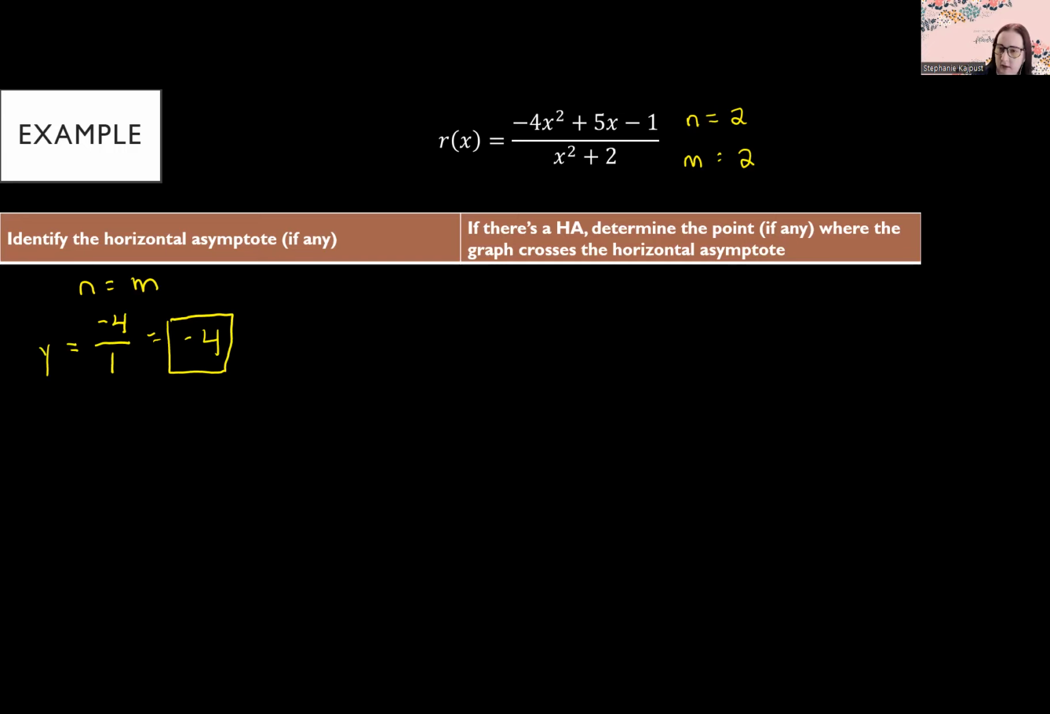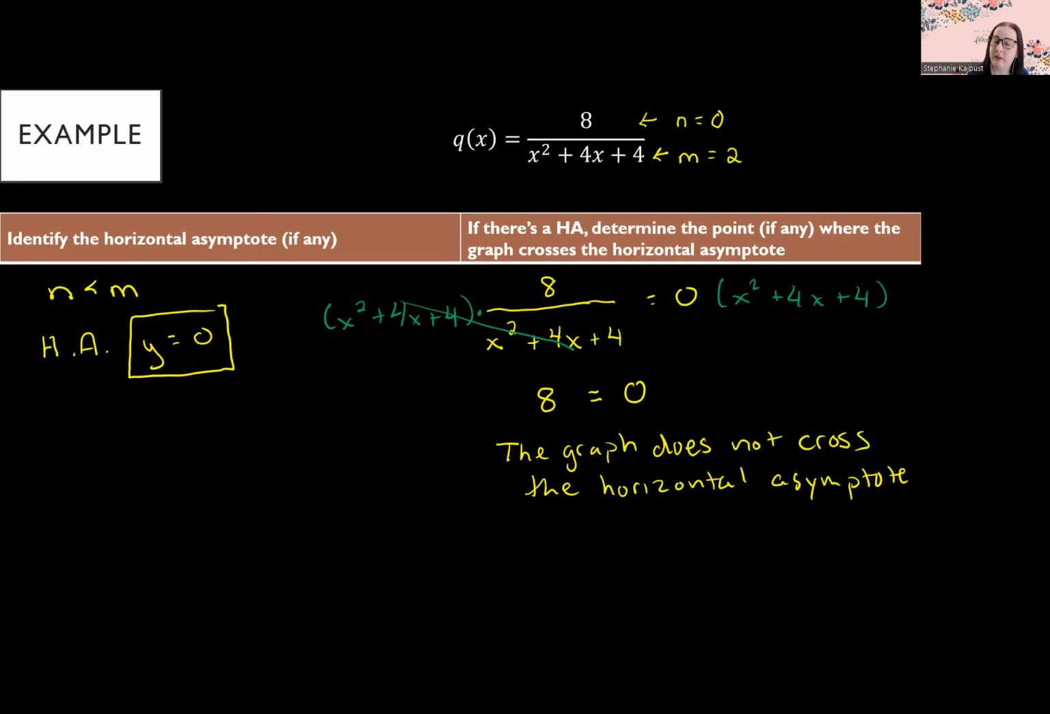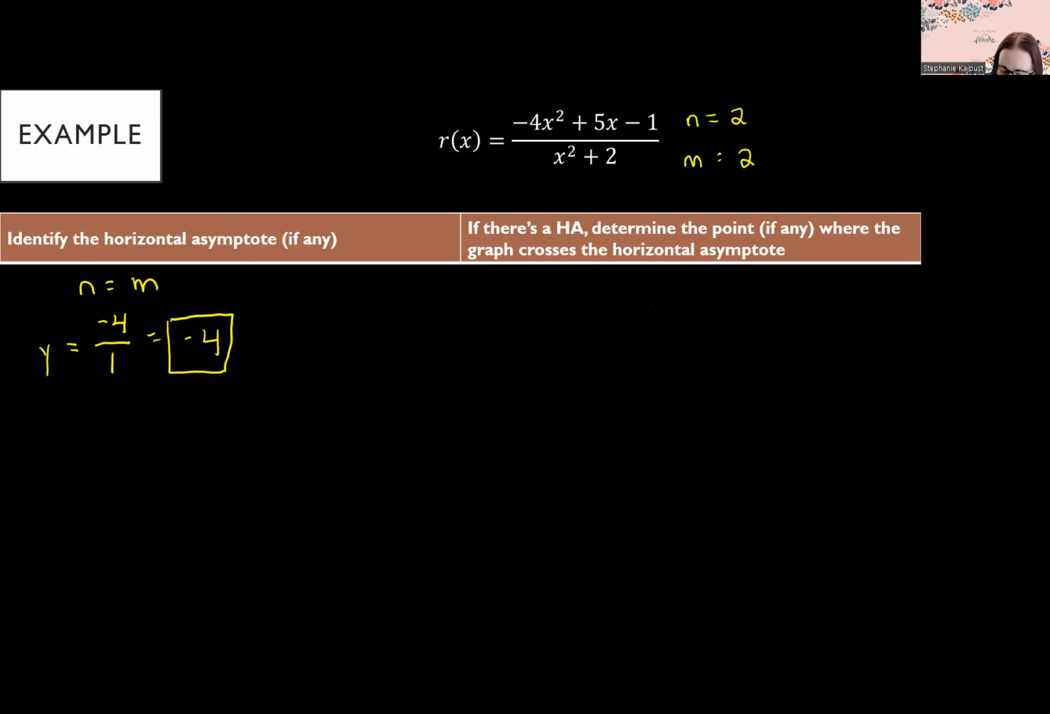Like we did in the first example here, you set your function equal to the horizontal asymptote. So I have -4x squared plus 5x minus 1 over x squared plus 2 equal to -4. Just like the previous example, we multiply both sides by the denominator so that we can get rid of that fraction. So I'm going to multiply both sides by x squared plus 2, and that cancels out the fraction.